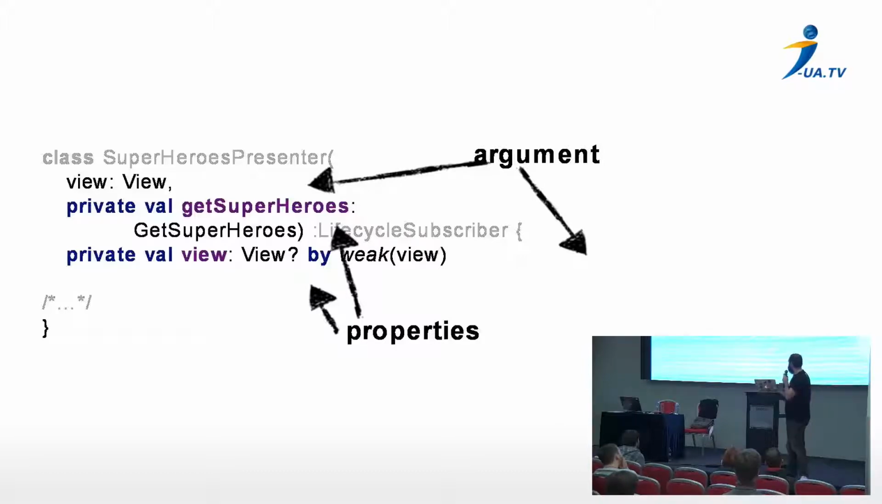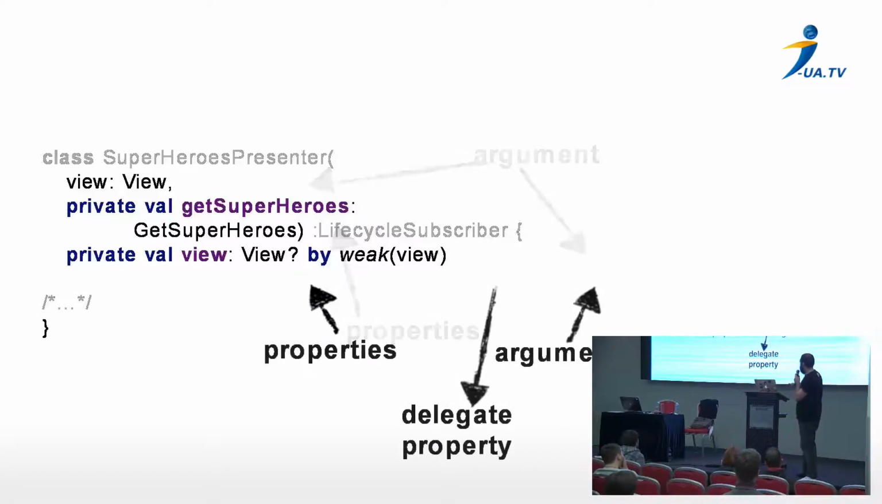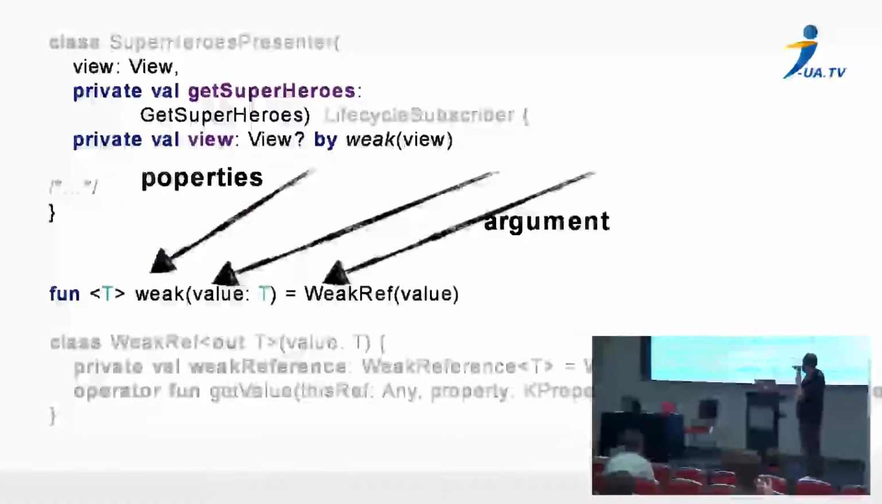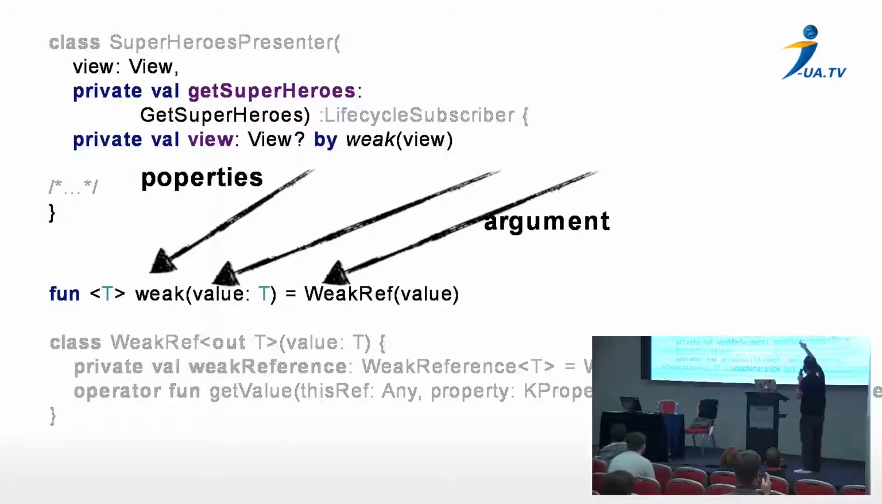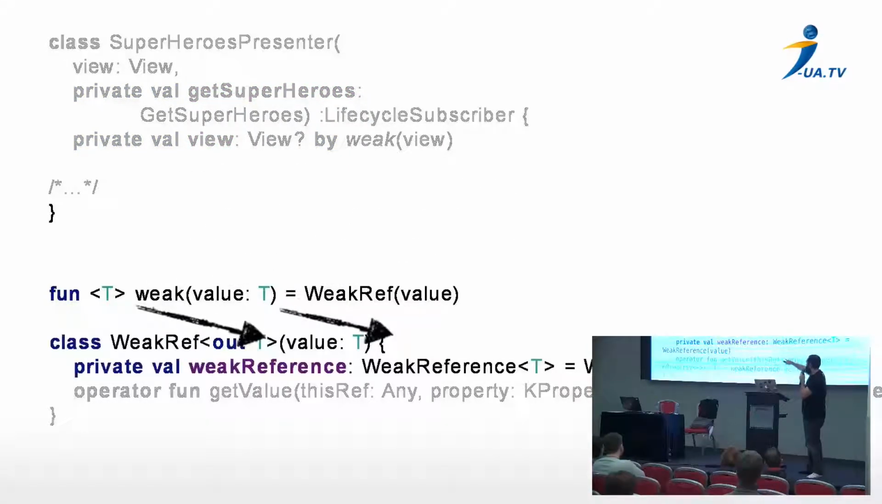And how can I make this? I'm going to use delegated properties. I'm going to create a delegated property that converts this view into a weak view. Okay, I'm going to create a function, this weak, and say this is a function of T because it's any view that receives a value and returns a weak reference. And it's creating a weak reference. And for this one, I create it there. Okay, and this out is about the variance.